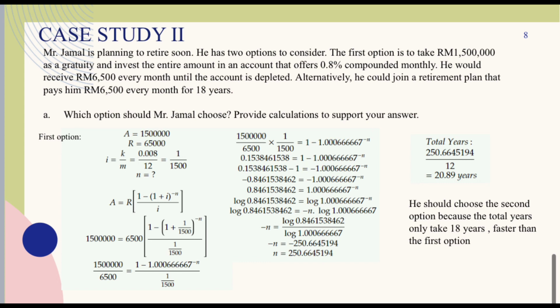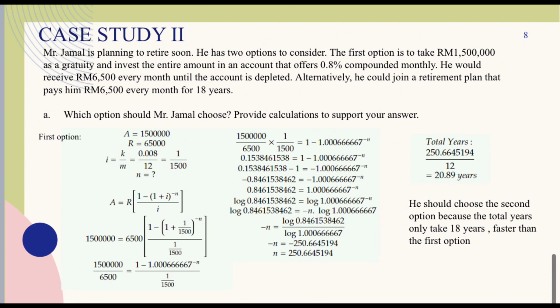For question A, we will be searching for N, that is our objective, and the rest is already provided in the question. A equals 1,500,000, R equals 6,500, i equals 1 over 1,500, and then N, that is how many times Mr. Jamal will pay in the timeline. That is our objective. So for the formula, we will be using present value, A equals R, and then the rest. So we will be inserting A, that is 1,500,000, and then R, 6,500, and then the bracket and the rest.